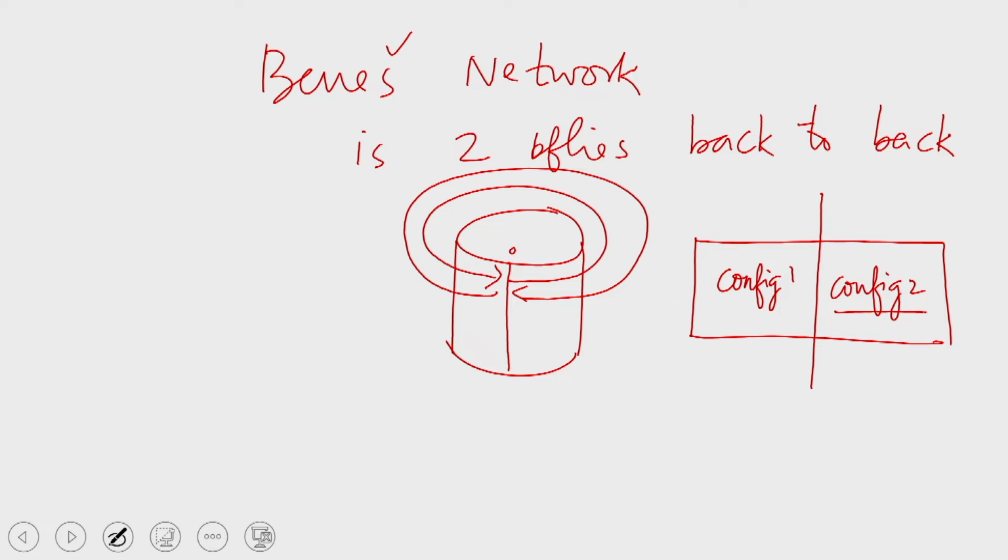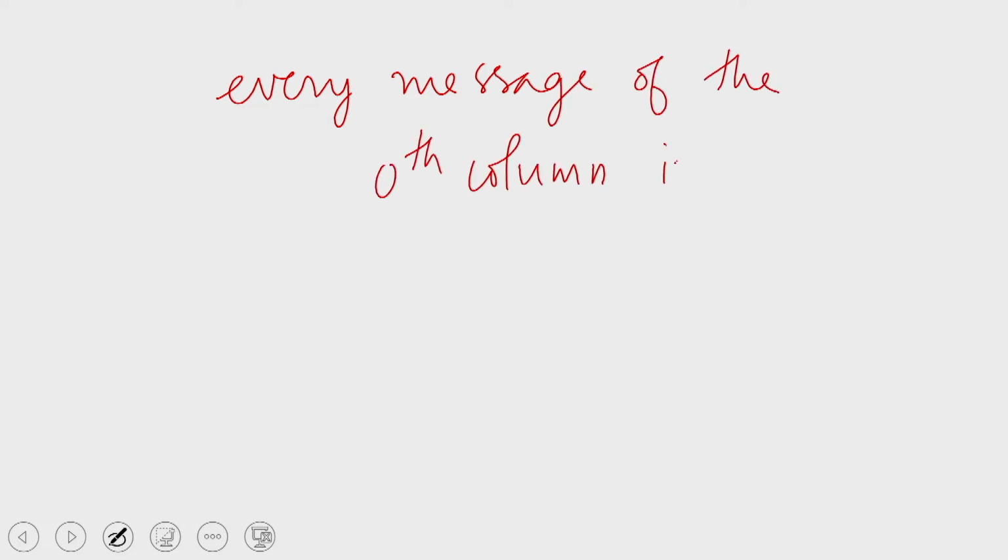In a wrap butterfly, every message going clockwise once and then counterclockwise once will have the effect of passing them through a Benes network. So using the result of the previous class, we will be able to make sure that every message of the 0th column is delivered to the correct destination.